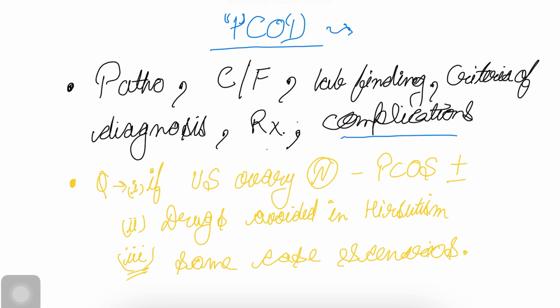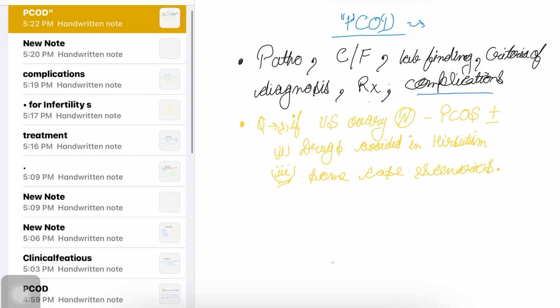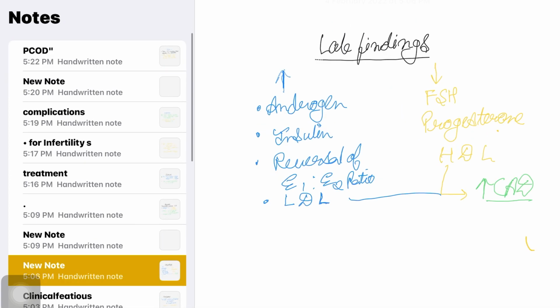If the ultrasound finding of the ovary is normal, does the patient still have PCOS or not, and which drugs should be avoided in hirsutism, and some case scenarios will also be seen here. Now let us go on to the next slide of PCOS.